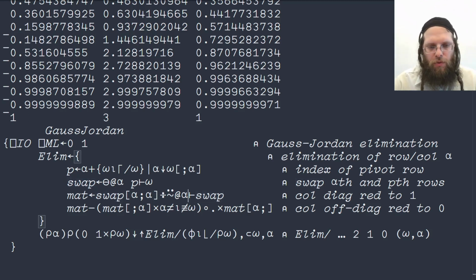And then we want to normalize such that in that corner, or should we say, of the submatrix missing rows and columns, that is on the intersection of the nth column and the nth row. That's why we have alpha semicolon alpha here. We divide all the other values there, so that we get a 1.